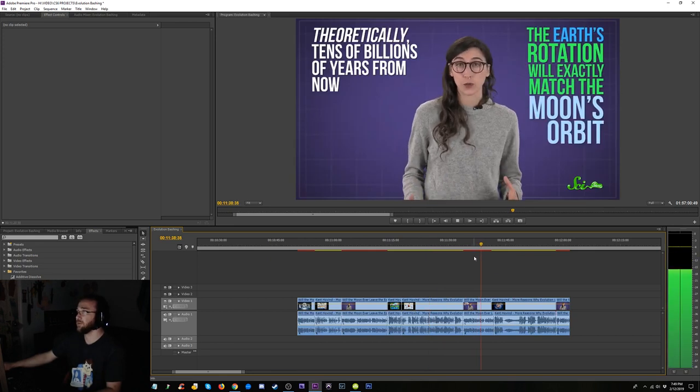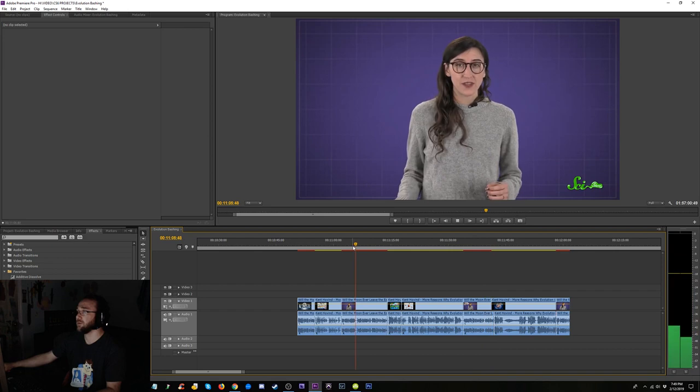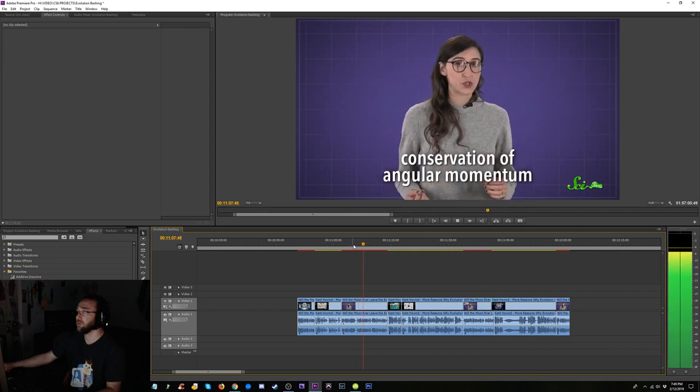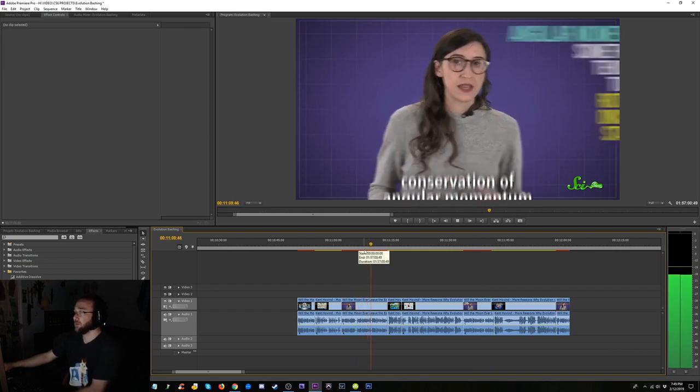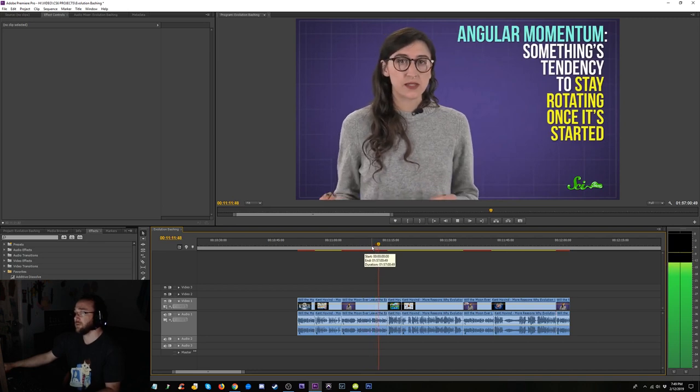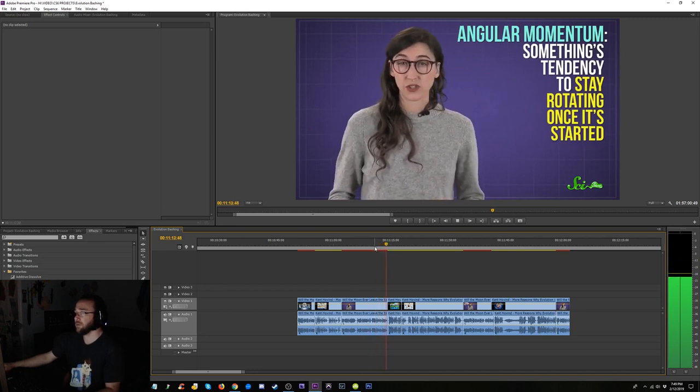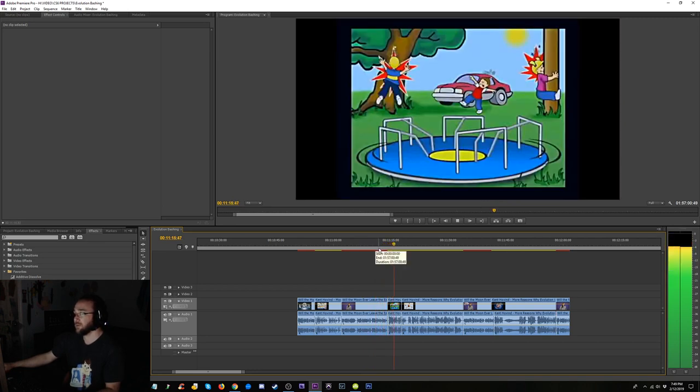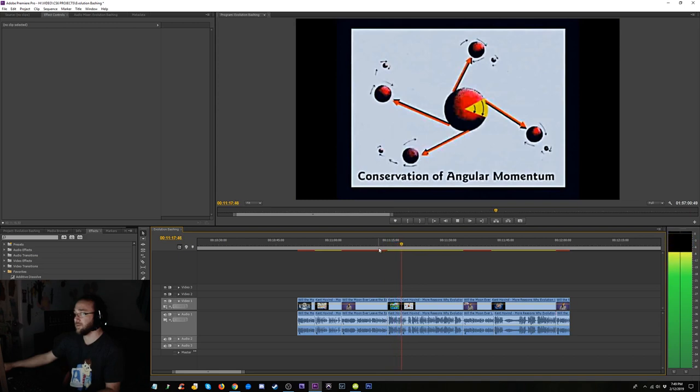Moon would cause the Earth's rotation to slow to exactly match the moon. It will never leave us, a principle known as the conservation of angular momentum. In physics, angular momentum describes something's tendency to stay rotating once it's started. Conservation of angular momentum says spinning objects break apart and the fragments spin the same direction. So when they tell you that it all came from a spinning dot.